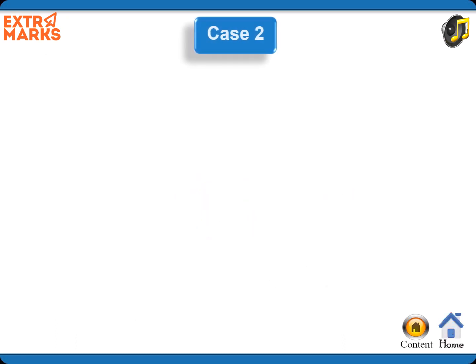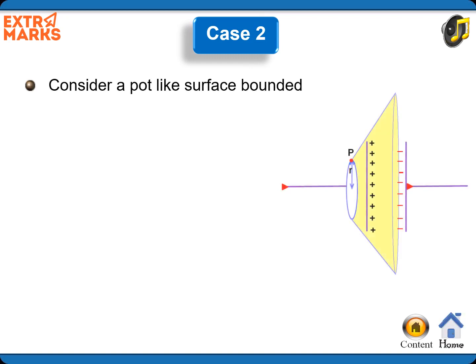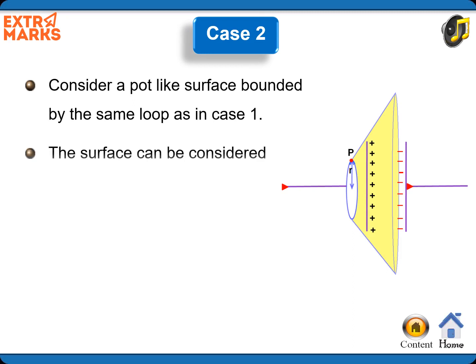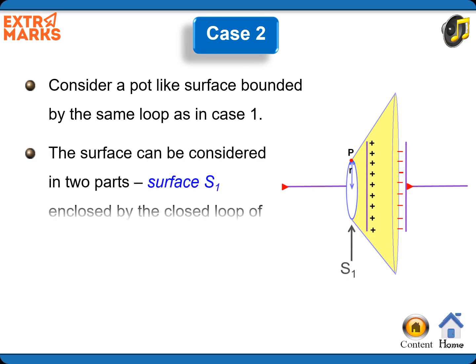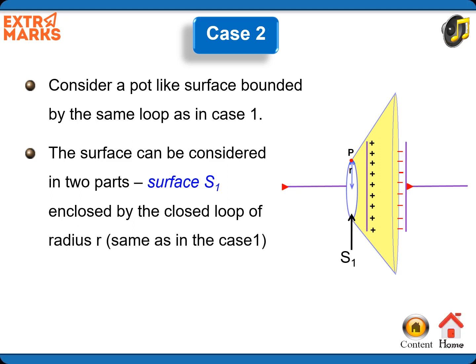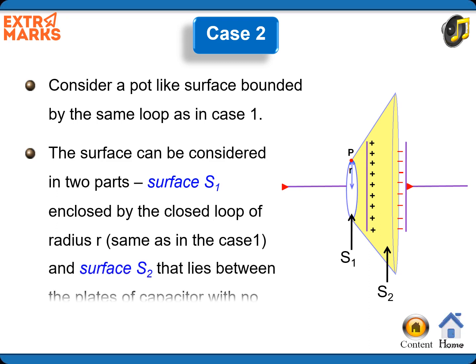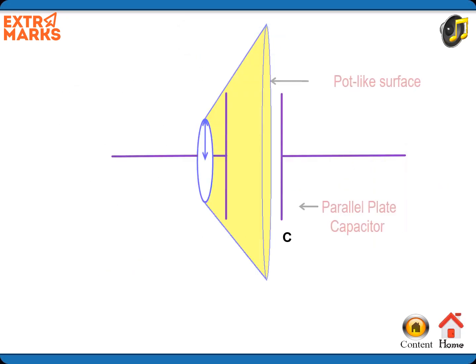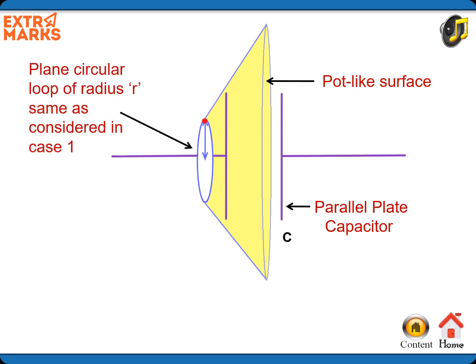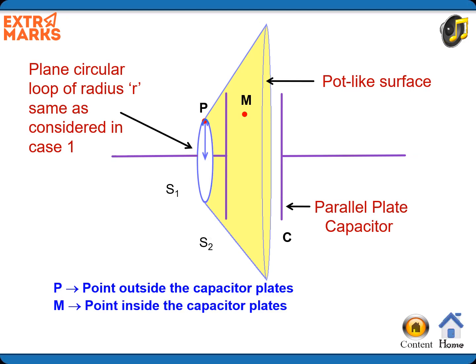In the second case, he considered a pot-like surface bounded by the same loop as in case 1. The surface can be considered in 2 parts: surface S1 enclosed by the closed loop of radius r and surface S2 that lies between the plates of the capacitor with no current passing through it. Let's see the flow of current through the plates of the capacitor and its effect on the two surfaces S1 and S2.